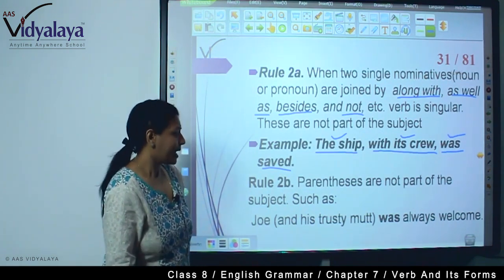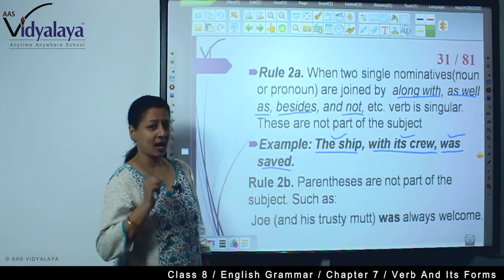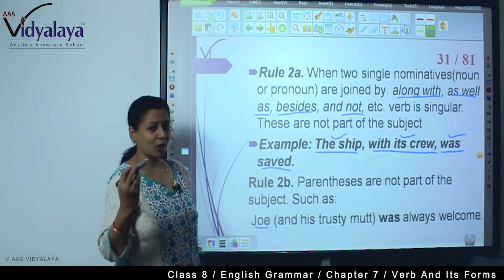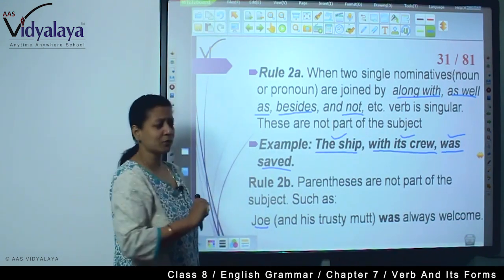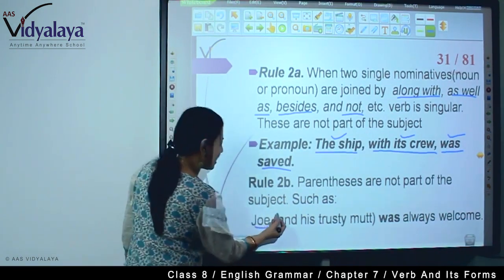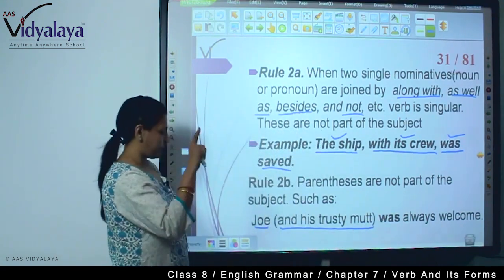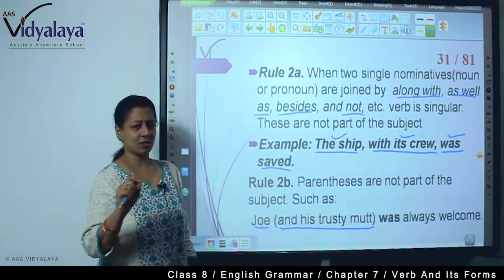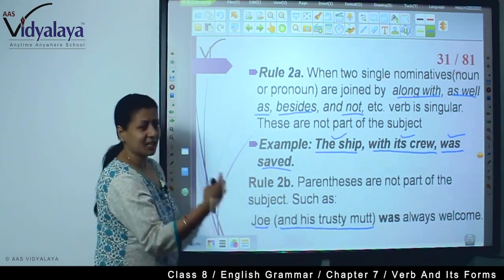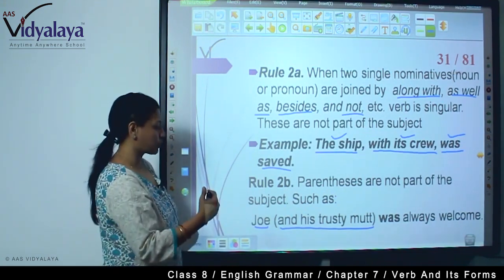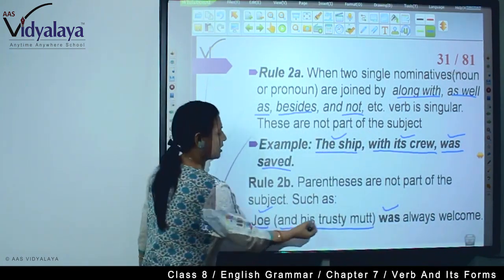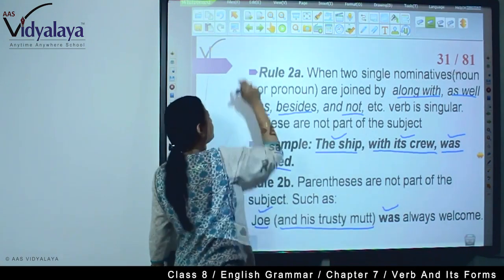Now rule 2b. Parentheses are not part of the subject. How? "Joe (and his trusty Mutt) was always welcome." So he is always with Mutt. So Joe is always welcome. So Mutt is always welcome. Within brackets we have written "and his trusty Mutt." It's not very necessary to give an invitation to that Mutt because it's always with Joe. So we have written "Joe was always welcome" because this is not part of the subject.